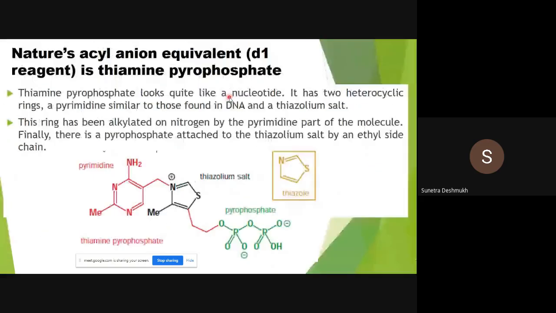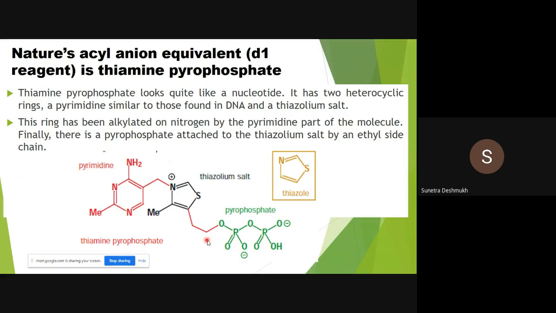Next point, we are going to see nature's acyl anion equivalent. What is nature's acyl anion equivalent? Nature's acyl anion equivalent is again one moiety, one coenzyme we can say, that helps to do different transformations in a living organism. Okay, so this is nature's acyl anion equivalent, a d1 reagent. What is this acyl anion equivalent? It is nothing but thiamine pyrophosphate.